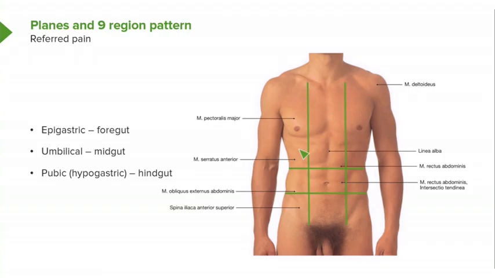The gallbladder will typically refer pain to the epigastric region. The pancreas can certainly have referred pain to the epigastric region as well.